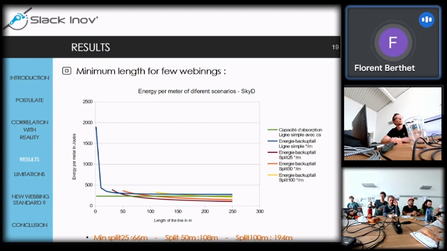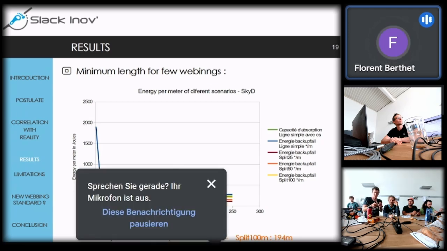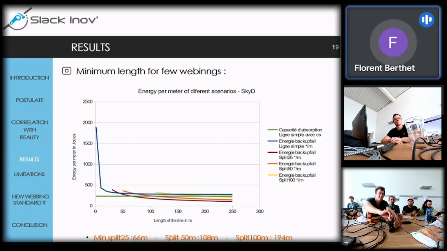One more question. The backup in this scenario is also 20% longer than the main? Yes, those calculations are the worst scenario possible. So I considered the backup to be 20% longer than the main. And most of the time with Dynamo webbing, we are going to maximum 10% and usually between 5 and 7% extra length for the backup.